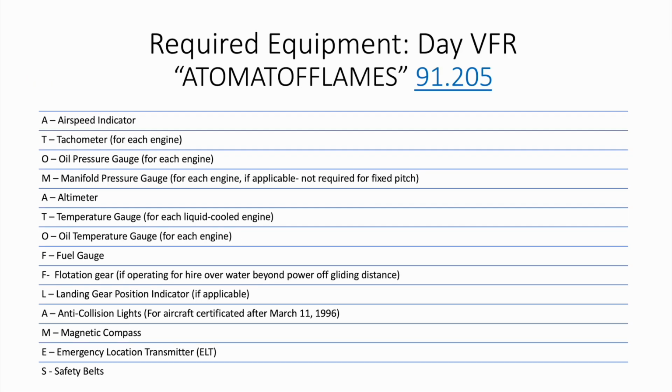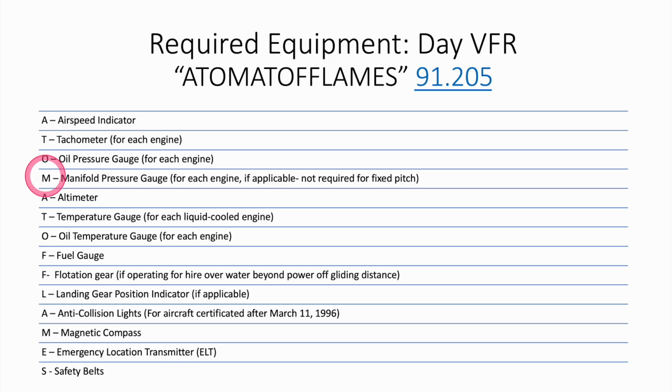So 91.205 lists out all the required equipment for day VFR. Not all of these apply to you, but a really common way that people memorize this is eight tomato flames, because it's so ridiculous it kind of helps to memorize it. So usually it's going to be equipment or gauges or instruments. So airspeed indicator is going to be required. Tachometer for each engine. So if you have a multi-engine aircraft, you have to have a tachometer for each one. Oil pressure gauge for each engine.